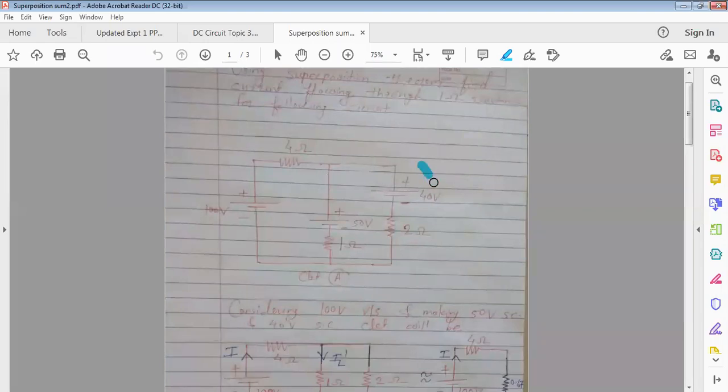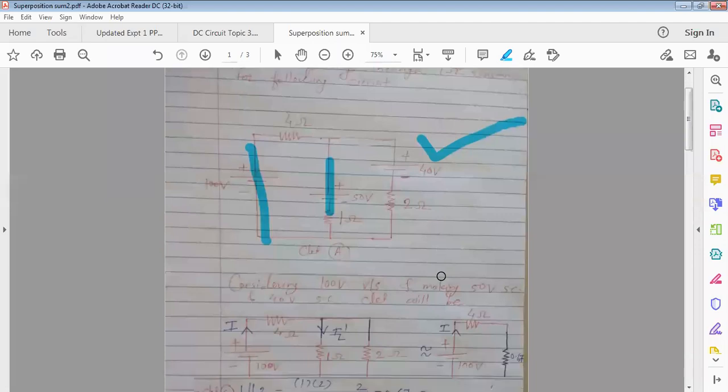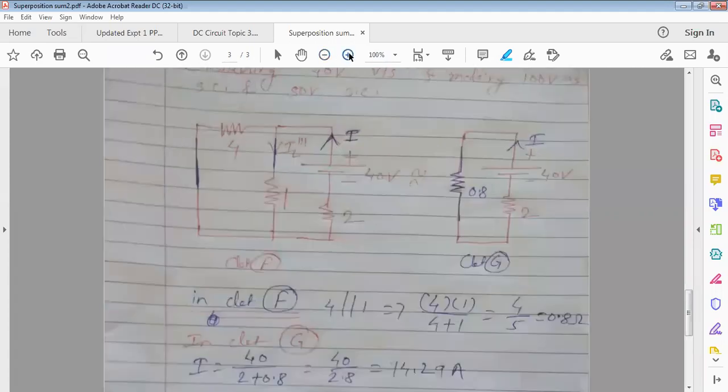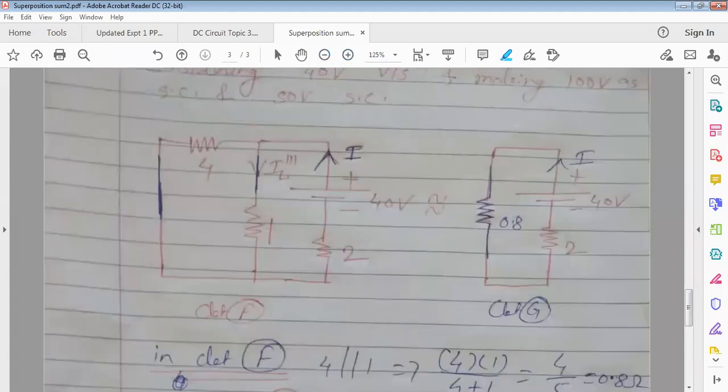So consider the next step, that is, consider the third source and make the rest two sources inoperative, two sources again voltage sources. So make them short and draw the circuit. Okay, so this one 40 volt and the rest two sources shorted. So this step everyone can do. Now see here, what about 4 ohm and 1 ohm? Now here only one voltage source is there, 40 volt, isn't it?